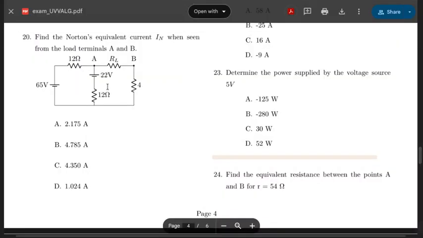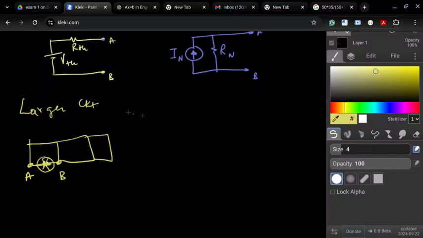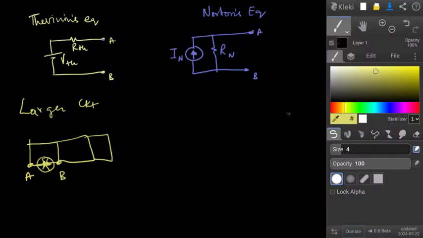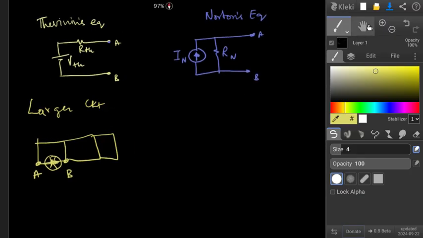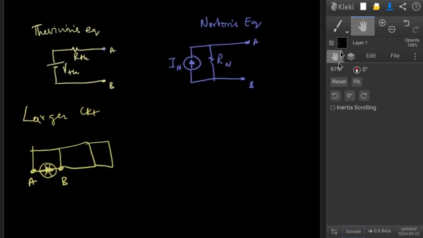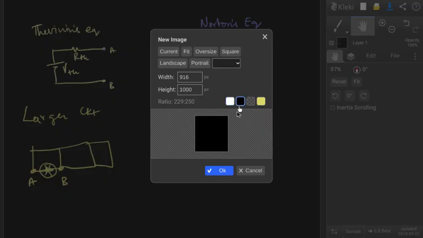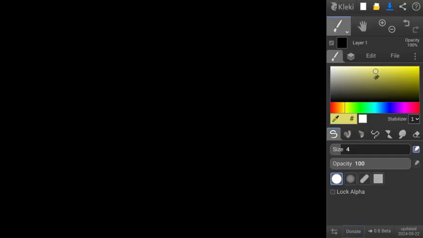This question number 20. Let's draw that. I'm trying to scroll this. I think I'll go with a new one. So let's solve question number 20.